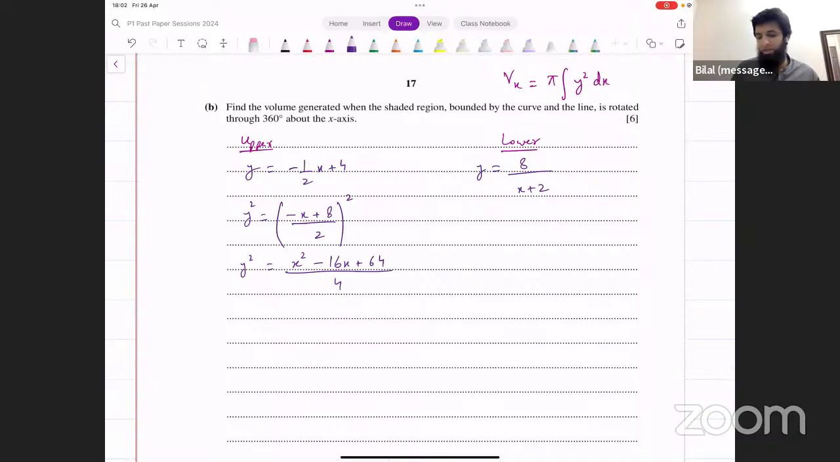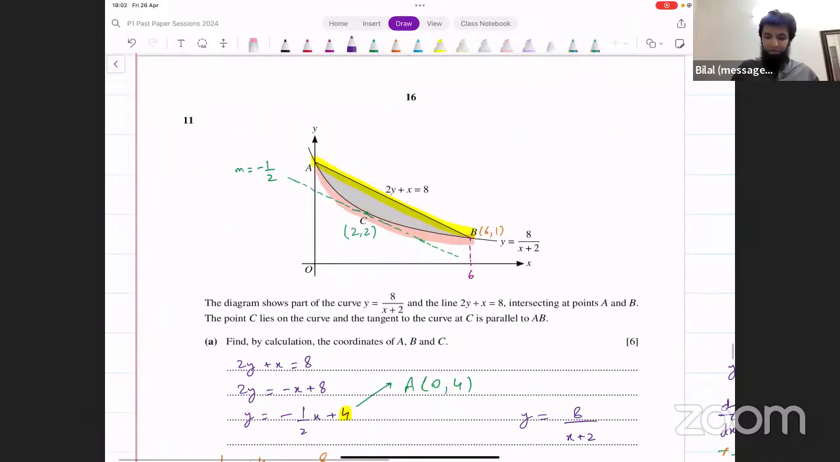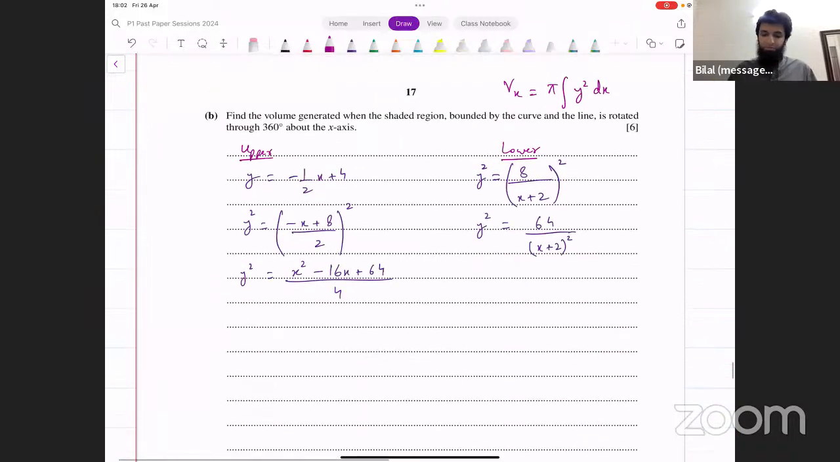And let's do the same thing for this other one as well. You can say this is y squared equals (8 over x plus 2) whole squared. And that gives you y squared equal to 64 over (x plus 2) whole squared. Now we need to integrate both of them. Input the limits 0 to 6. Okay, 0 to 6, these are the limits.